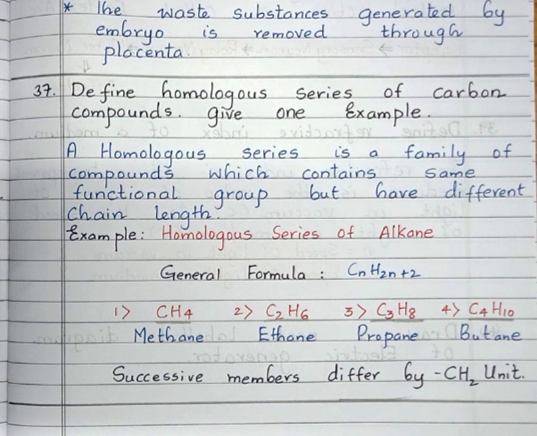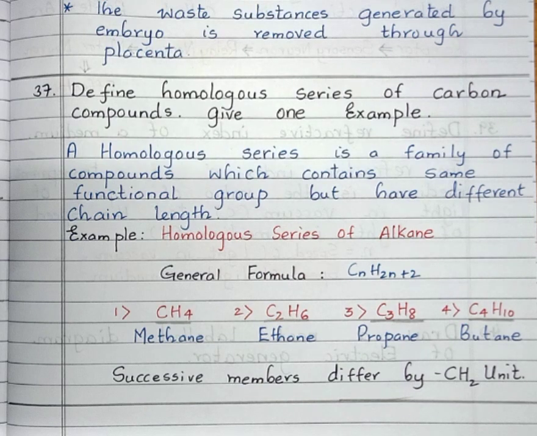Example, homologous series of alkane. The general formula of alkanes is CnH2n+2, that is methane CH4, ethane C2H6, propane C3H8, butane C4H10. The series will continue with different chain length, but the successive members differ by a CH2 unit. You can give similar examples by replacing one hydrogen atom by any functional group.